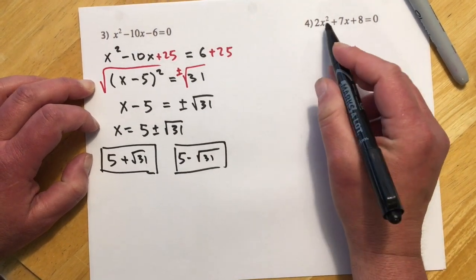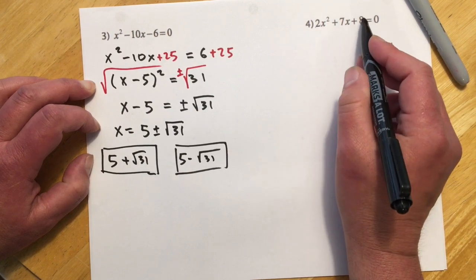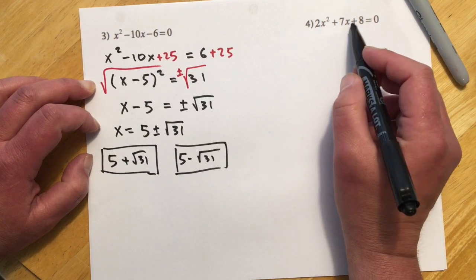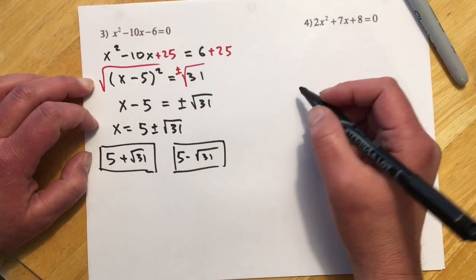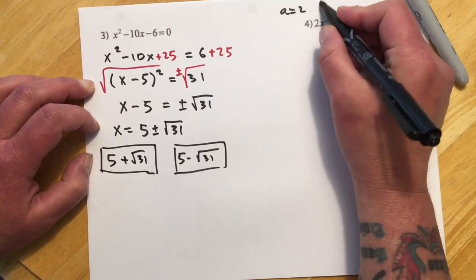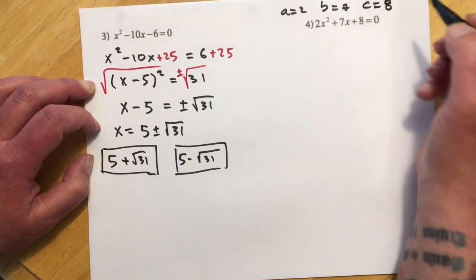So this one, a is not 1 and b is not even, and 2 times 8 would be 16, and there's nothing that multiplies to be 16 and adds to be 7. So that pretty much exhausts factoring and completing the square. So this is where we'd want to do the quadratic formula. And here, a equals 2, b equals 7, and c equals 8.